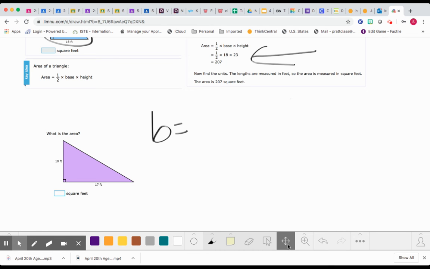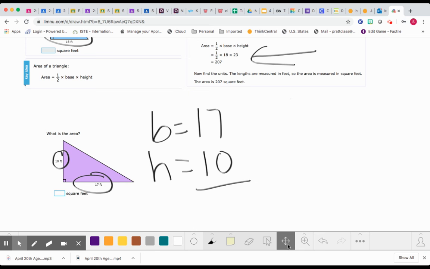So our base is 17 feet, right? So here's the base. And then our height, remember, because height is how tall you are. So how tall the triangle is, is 10 feet. Okay, so we have our information. So now we're going to multiply 17 times 10. Okay, so 0, 0, right? So the answer is 170.